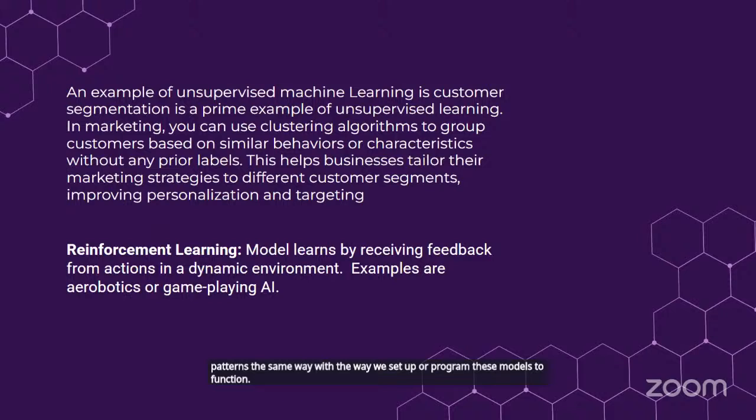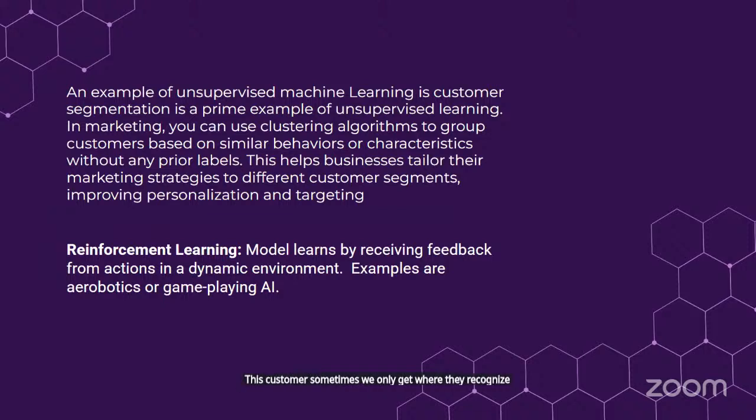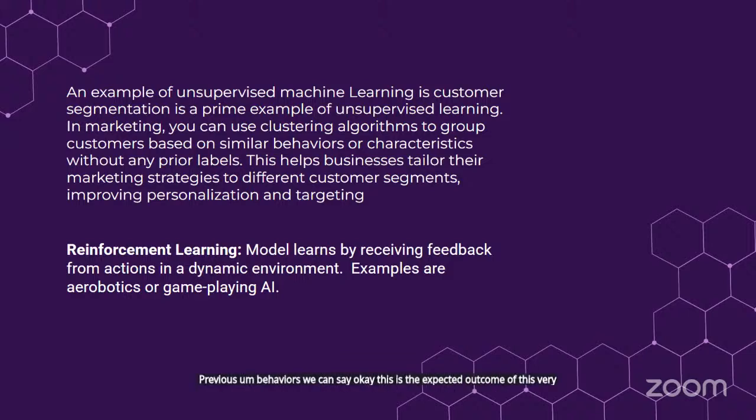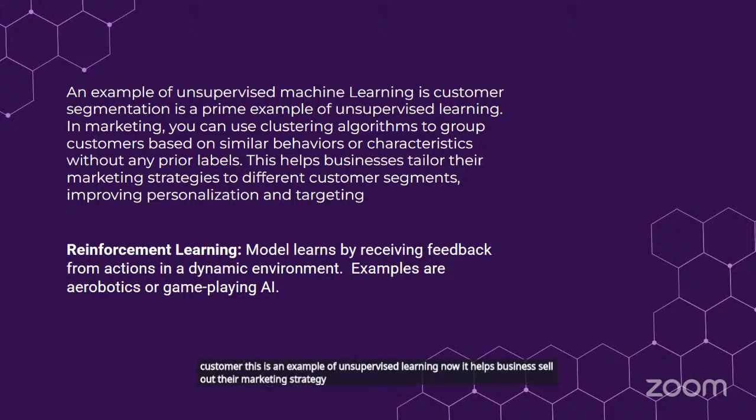This customer, sometimes we only get to recognize their possible behavior, their possible decision, their possible choice based on the past, making reference to past choices, past decisions they've made, and their feedback so far. So this is just an example of unsupervised learning. Based on those previous behaviors, we can say, okay, this is the expected outcome of this very customer. Now, it helps businesses tailor their marketing strategy to different customer segments.